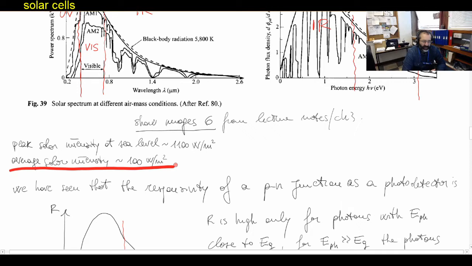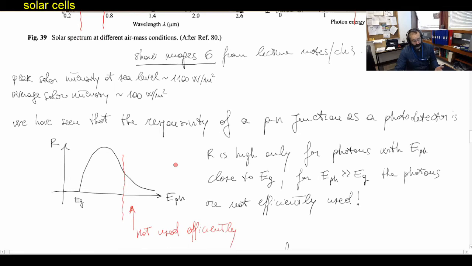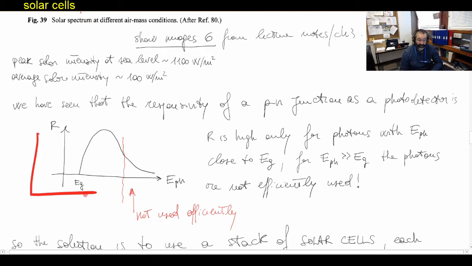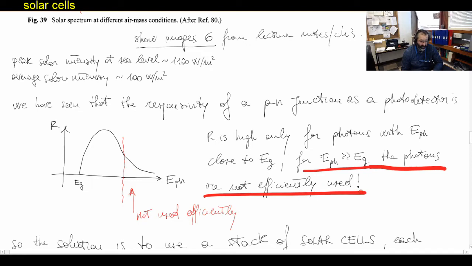Now we've seen that the responsivity of a PN junction as a photodetector has this shape here, and here R is only high when the energy of the photons is close to the band gap. So when the energy is higher, the photons are not efficiently used. That's what we also discussed today.